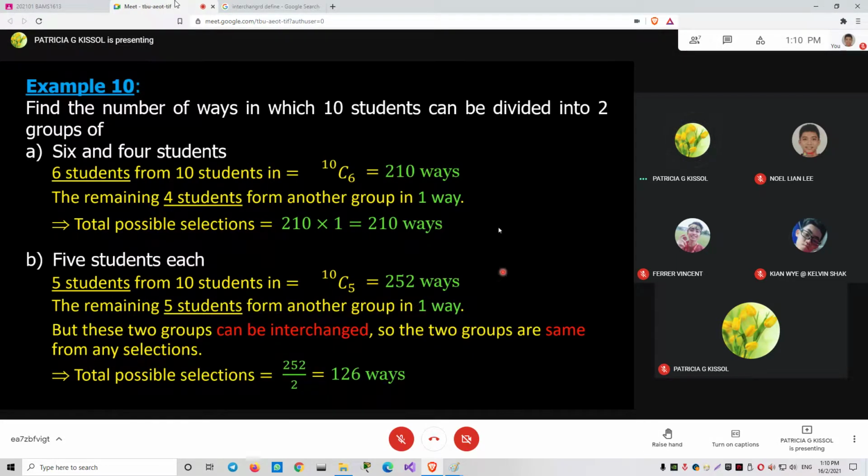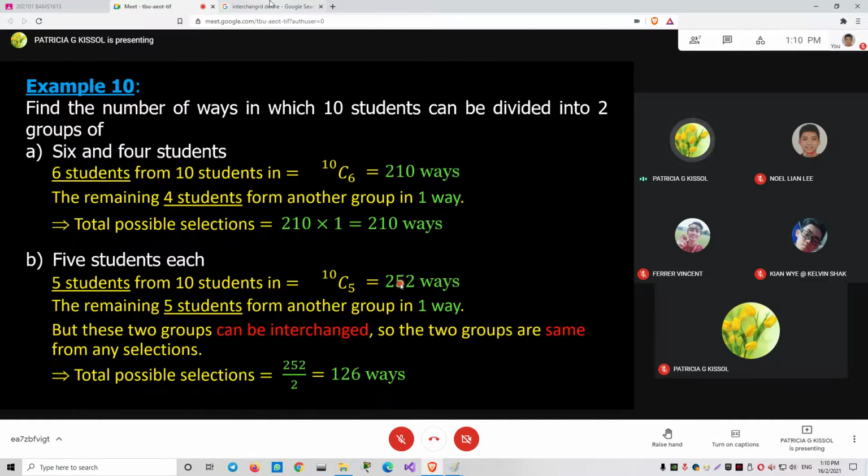Because if we have 6 students and 4 students, it's fixed already. That means from the 6 students we have to choose to form the one group, and the remainder 4 students, no need to form any group anymore. Now when it's equally from the 10 students, 5 students each, when we already form the 5 students in one group, the remainder is another 5 students in one group. So 5 and 5, 2 groups, right?